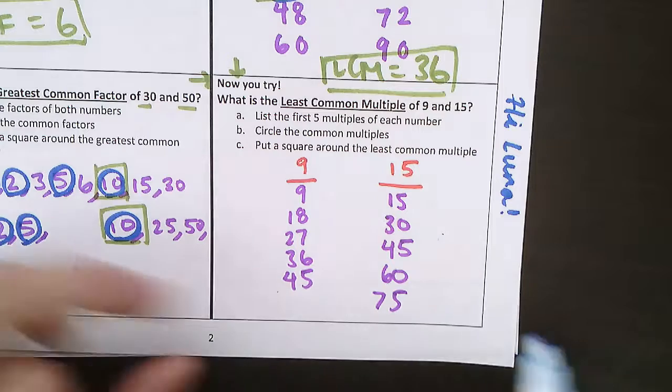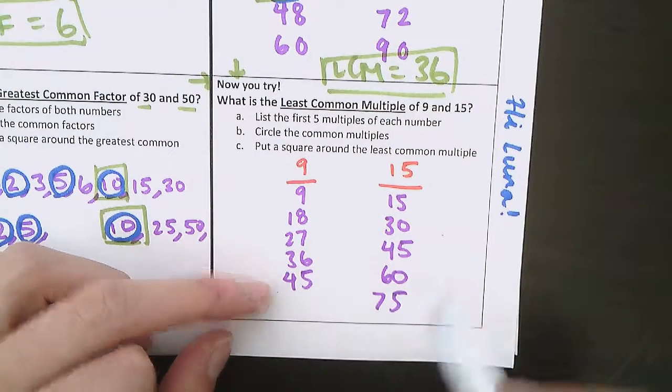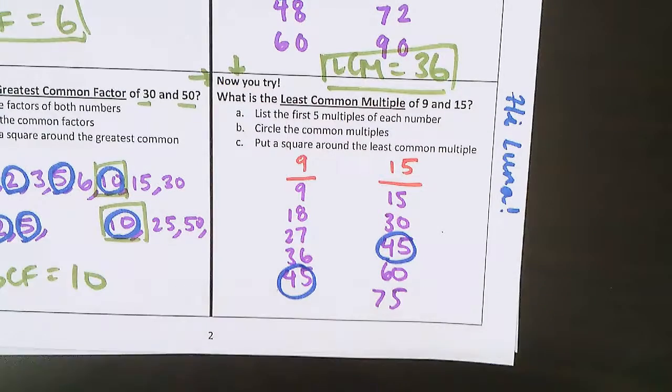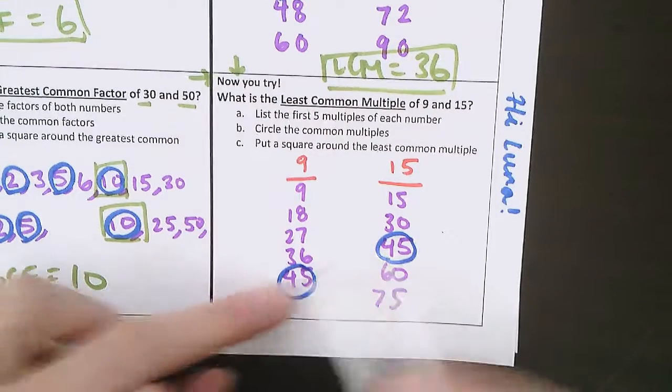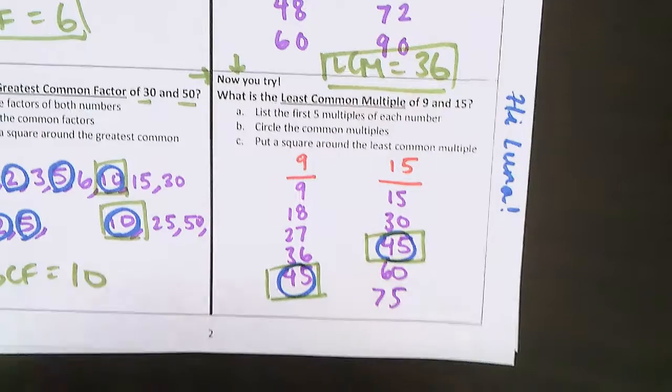Circle any common multiples. Well, in this case, it looks like the only common multiple that I see so far is 45. And then if I put a box around the lowest one, in this case there's just one common multiple, which is still the lowest, and it's 45.